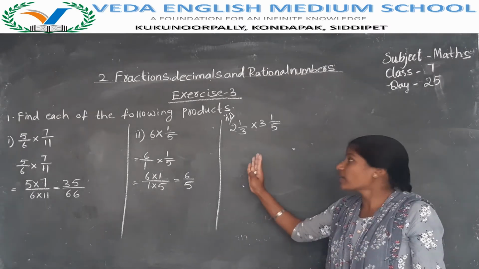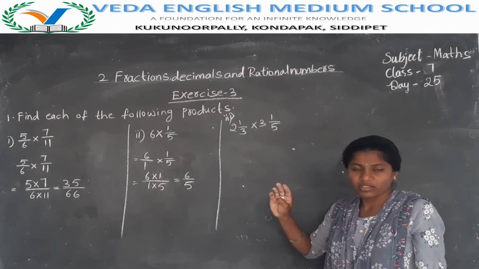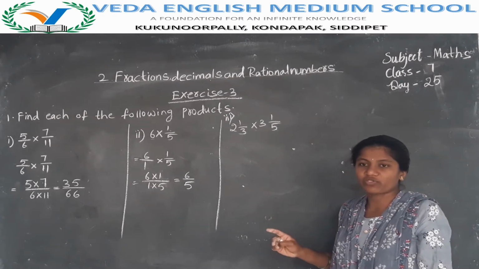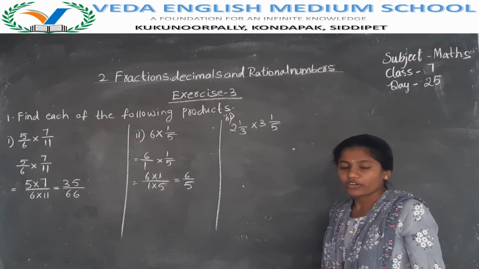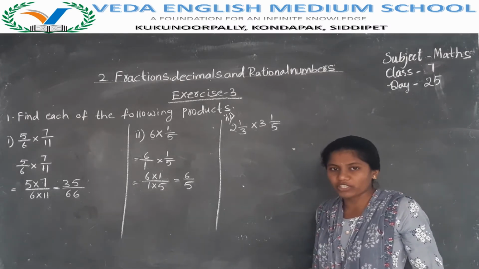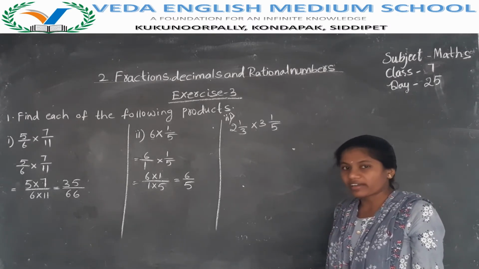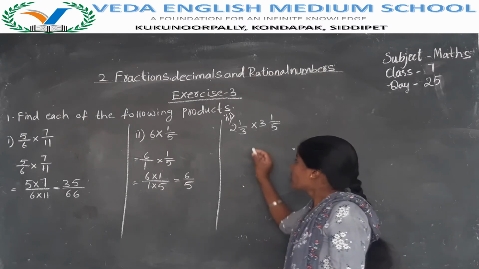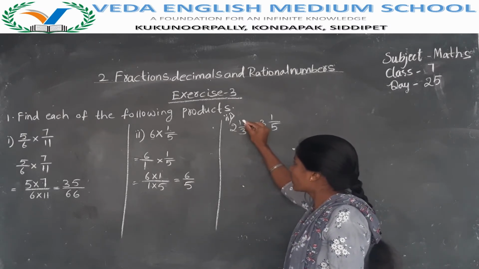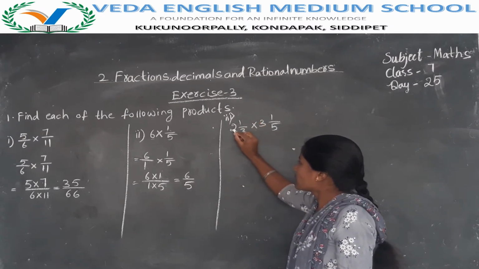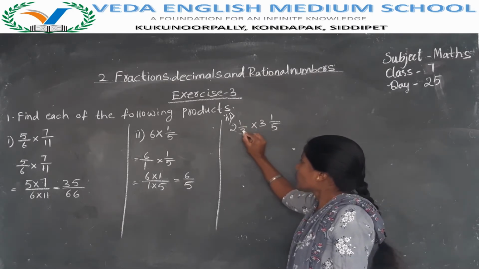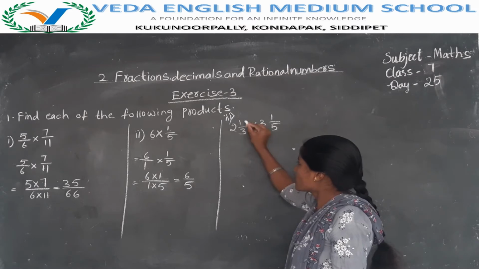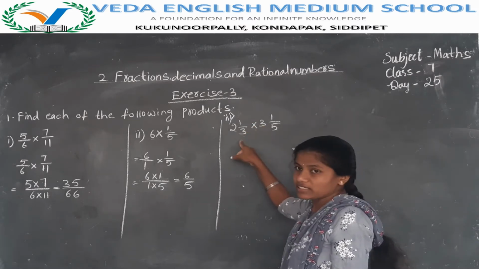Now here they have given two mixed fractions. We have to convert the two mixed fractions into improper fractions. Do you know how to convert a mixed fraction into an improper fraction? Yes, you know how. You have to multiply these two and add the numerator. 2 3s are 6. To the 6 you have to add the numerator. What is the numerator here? 1. 6 plus 1 is 7. 7 by 3. It is the first fraction.